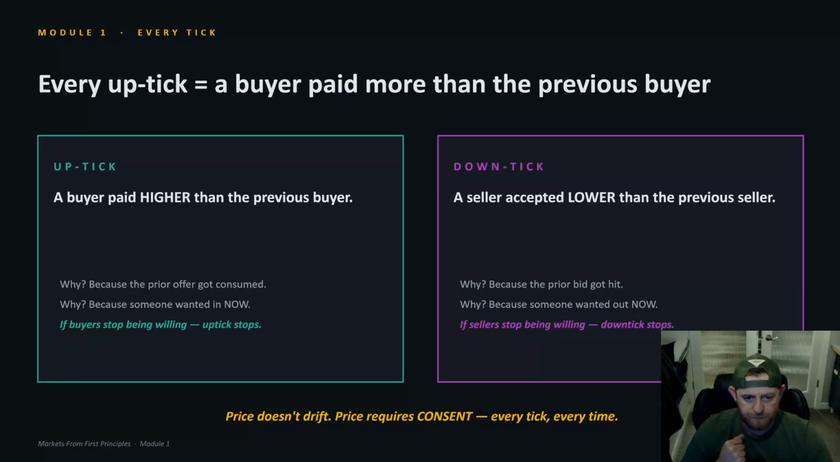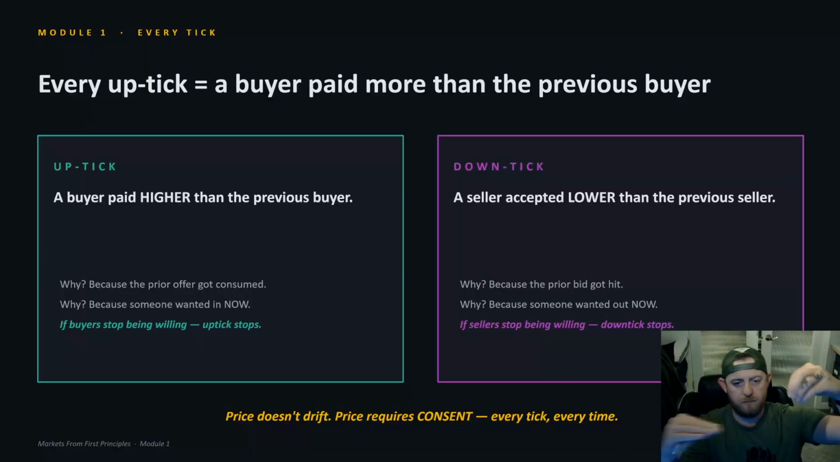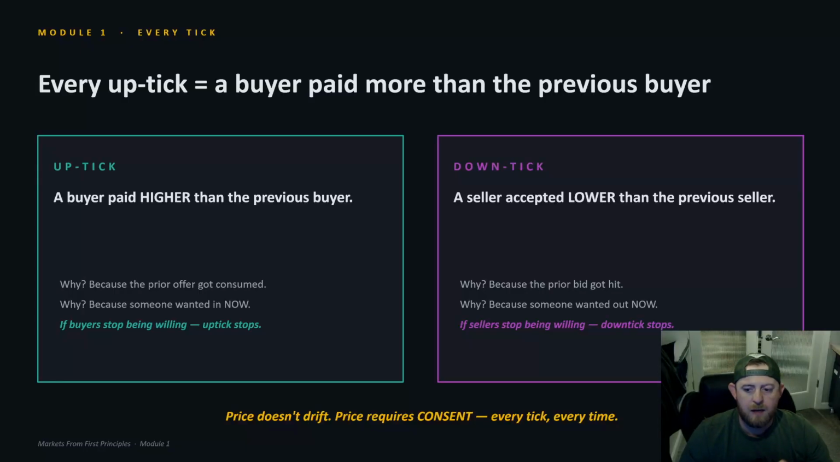Same thing with sellers. The seller is going to have to accept less than the guy before him, because that prior bid got hit. I'm chilling. I don't need the chair. All right, fine. Boom. All right, I'll buy it now. I'm chilling. Okay, fine. Come down. I'll buy it now, right? And that is because somebody clicked sell because they wanted out right now. They're willing to cross the spread to get out. As soon as they stop being willing to take a lower price for their chair, that downward movement stops.